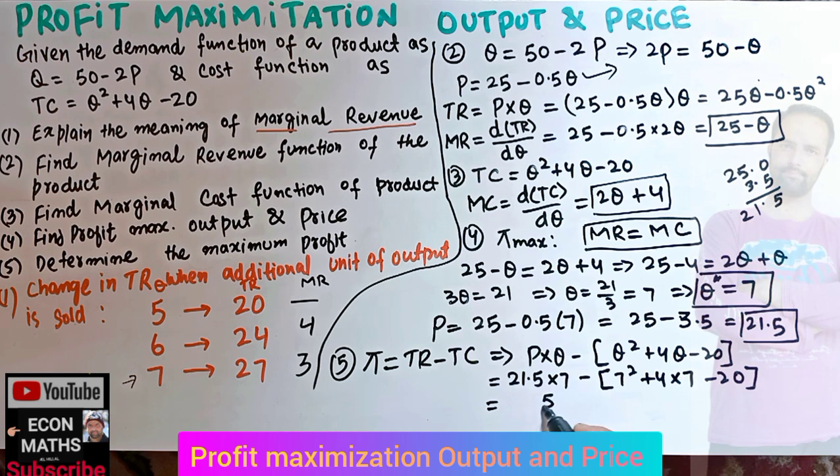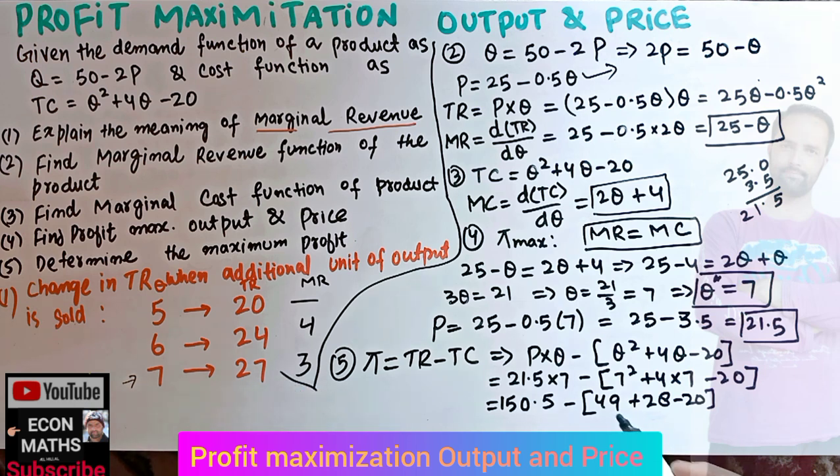7 5s are 35, 7 2s are 14, 7 1s are 7, so 150.5. Okay, so we have 7 7s are 49, 4 7s are 28, minus 20. Let us do some calculation here.